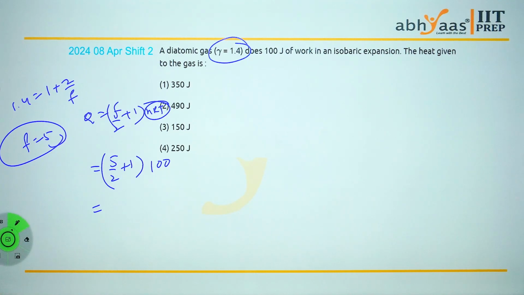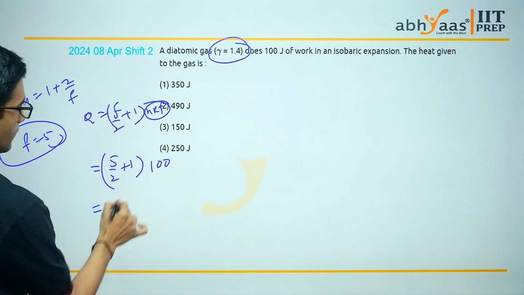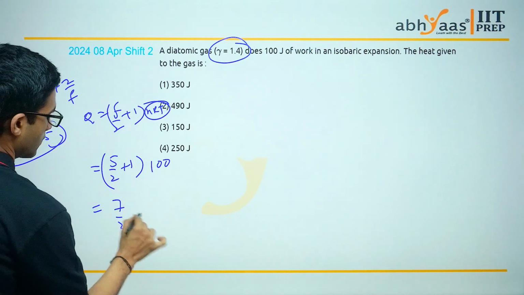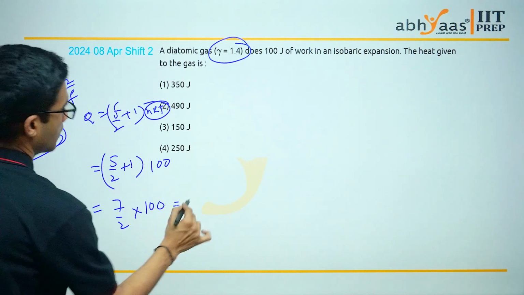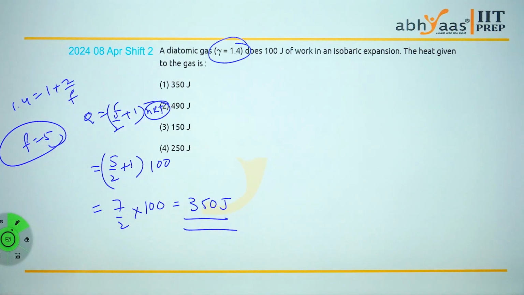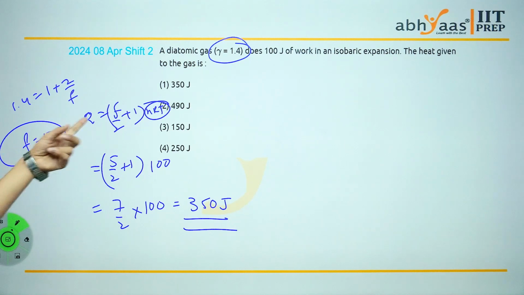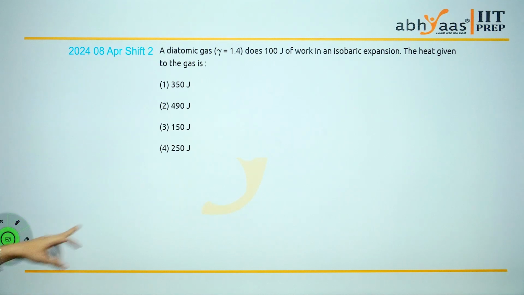Now then what happened? 100 joules is given, so this is 7 by 2 into 100. What you will get is 350 joules. This is the answer. So hardly 3 steps. If you know the formula and that for a diatomic gas F equals 5, we will get the simple answer.